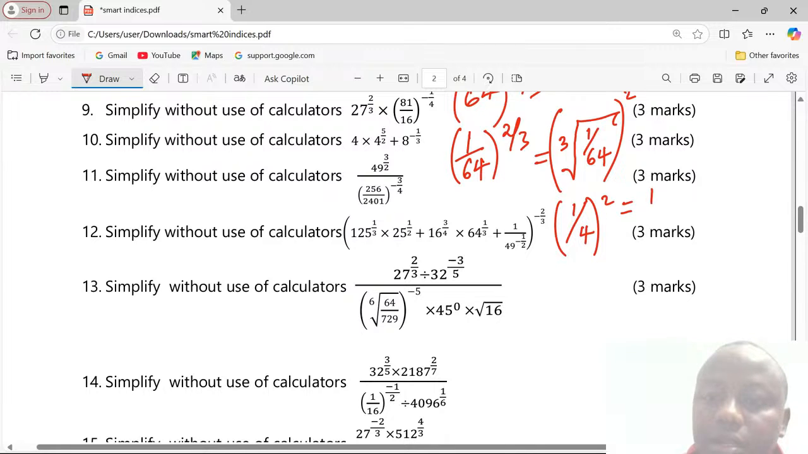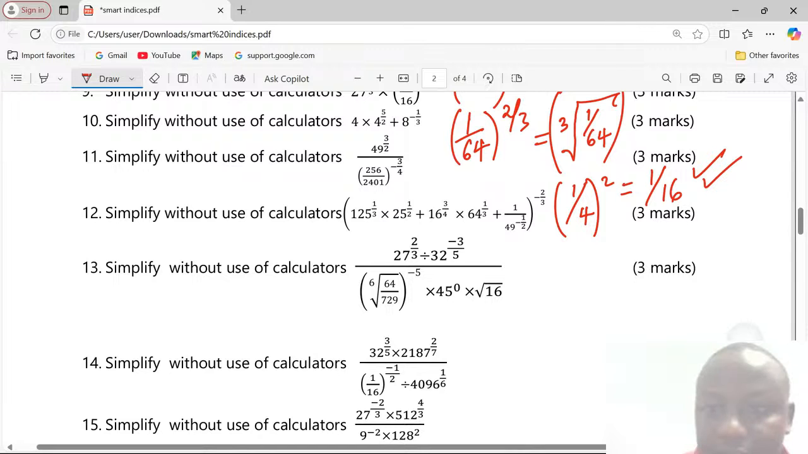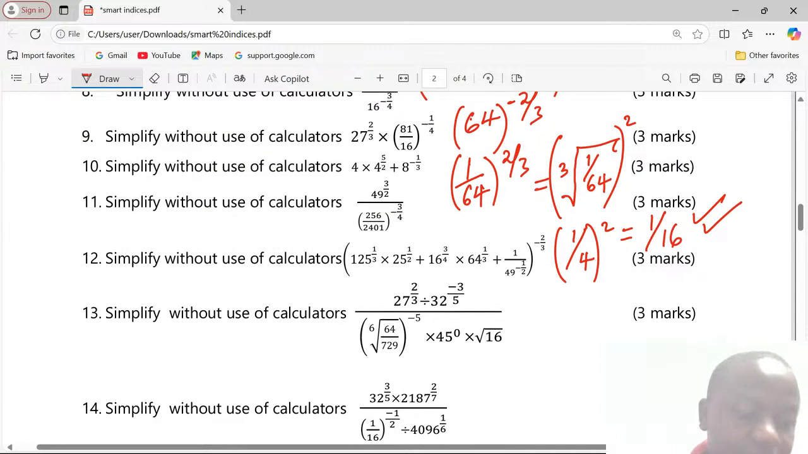Which is 1 out of 16. This becomes the final answer in that procedure. The final answer. That becomes the final answer. So I hope you're getting it right.